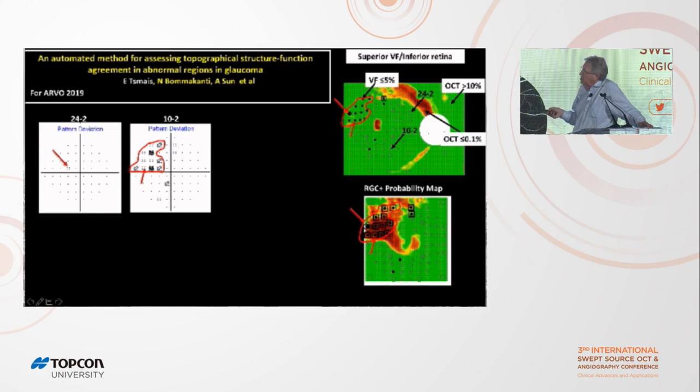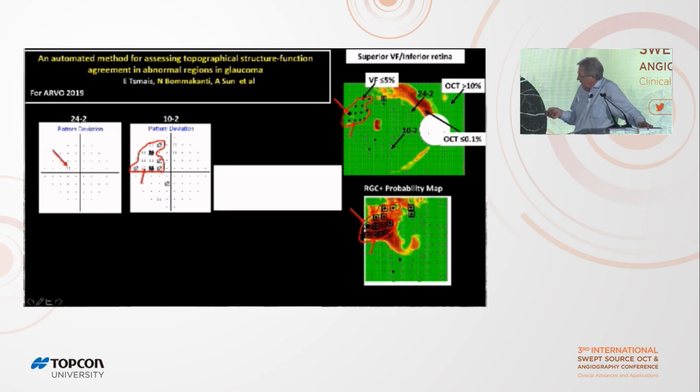All right? So what Manos in our lab has worked out is the best sensitivity and specificity, or area under an ROC curve, for different criteria. So long story short, we're going to define an abnormal functional point by a visual field that's 5% or worse. We're going to define an abnormal structure by an OCT that's 10% or worse.